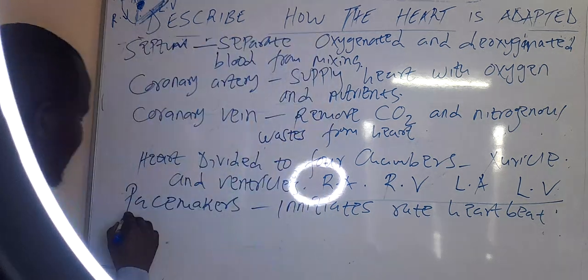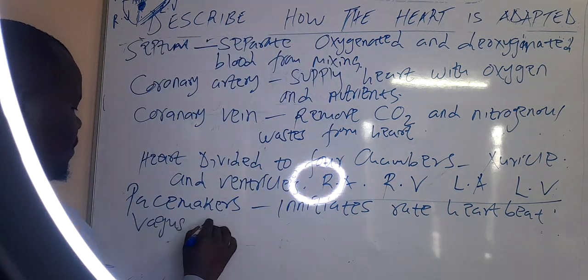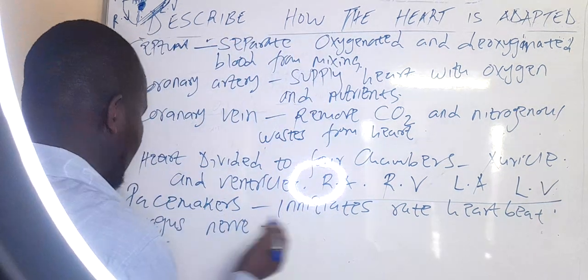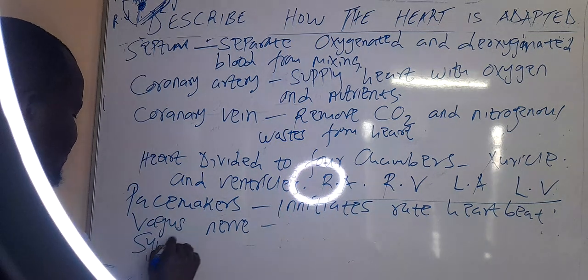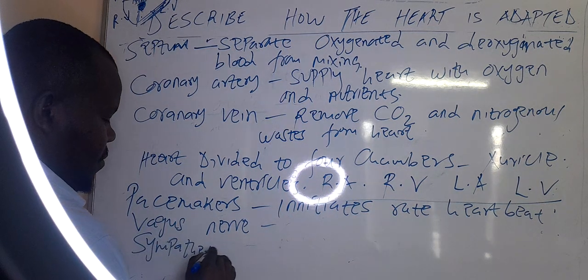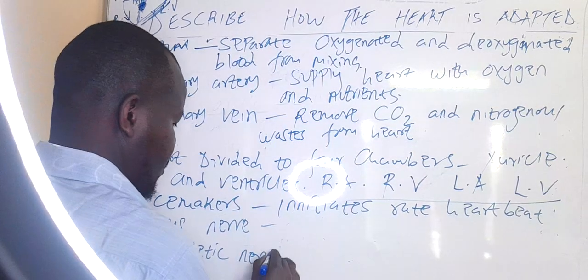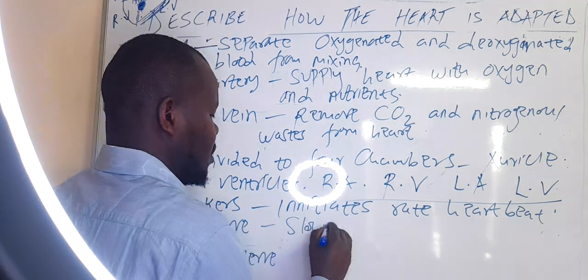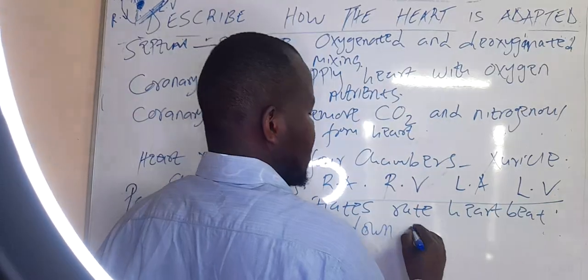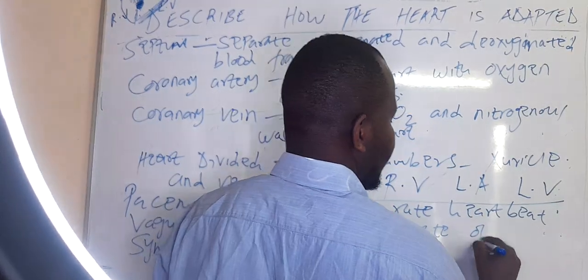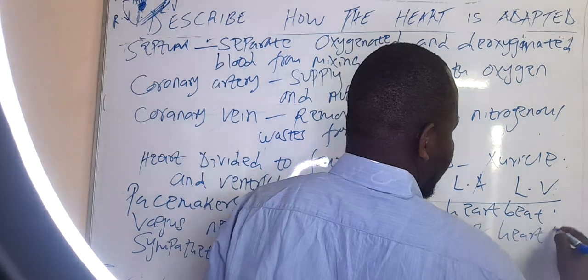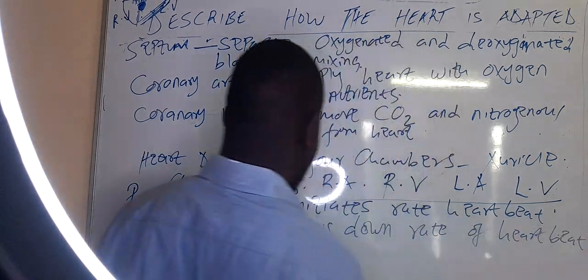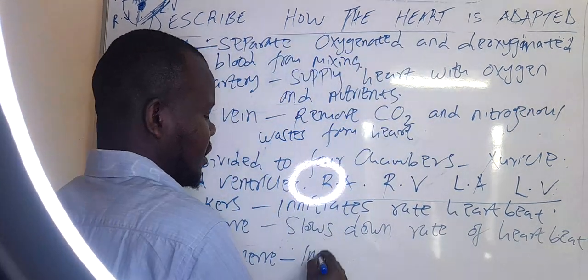Then we have the vagus nerve and the sympathetic nerve. This one slows down the rate of heartbeat. And this other one what? Increases the rate of heartbeat.